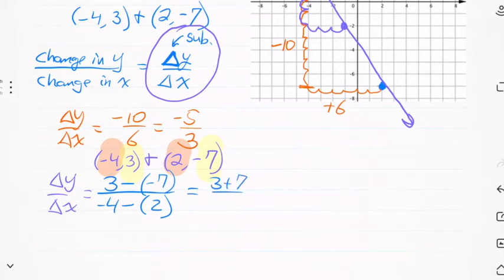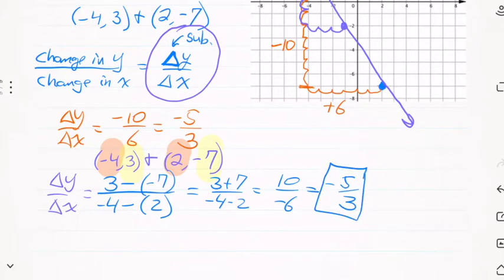And negative 4 minus 2 is the same thing as negative 6. So the top number is 10, the bottom number is negative 6, and it reduces to negative 5/3. So that's how you get to the negative 5/3 numerically rather than graphically. You should be able to do both, but the idea is pretty simple. Subtract the y's on the top, subtract the x's on the bottom, reduce your fraction.